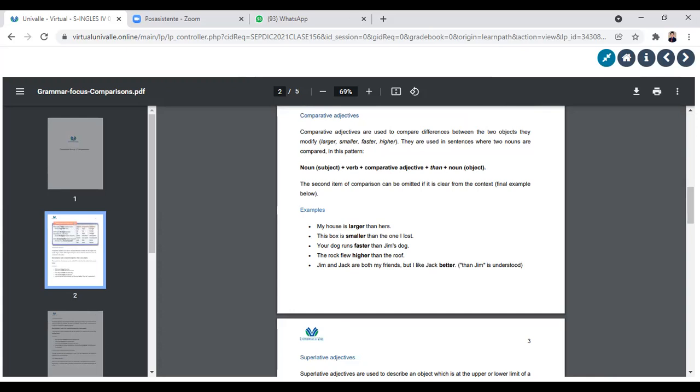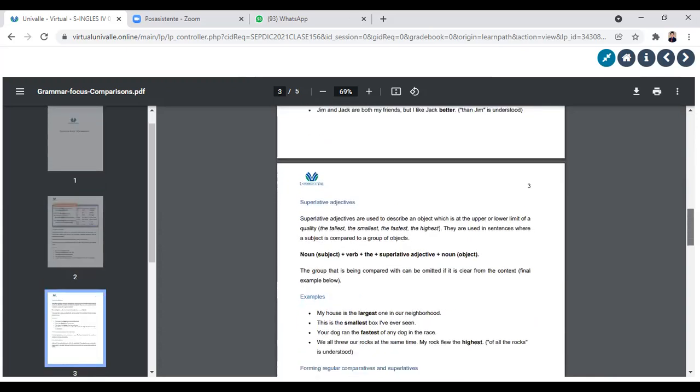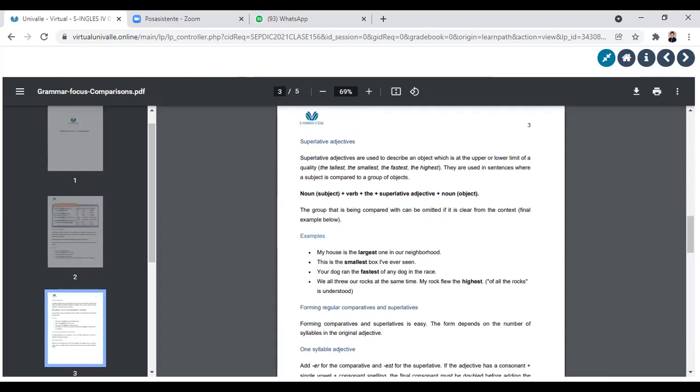And superlative adjectives, of course, we're going to be focused on superlative adjectives. Superlative adjectives are used to describe an object which is at the upper or lower limit of a quality: the tallest, the smallest, the fattest, the highest. They are used in sentences where a subject is compared to a group of objects.